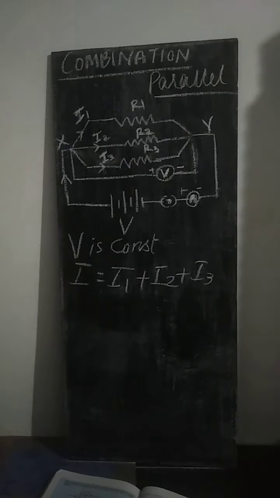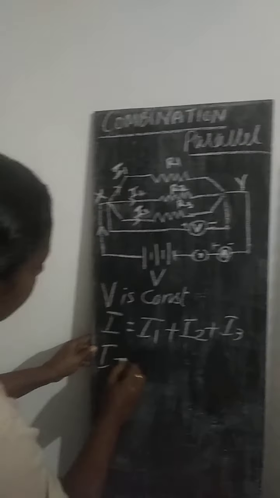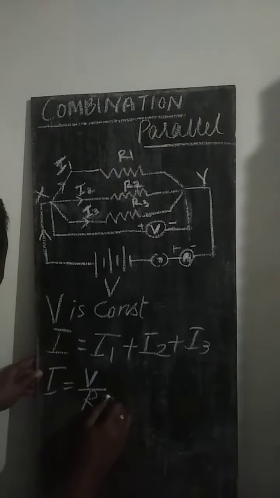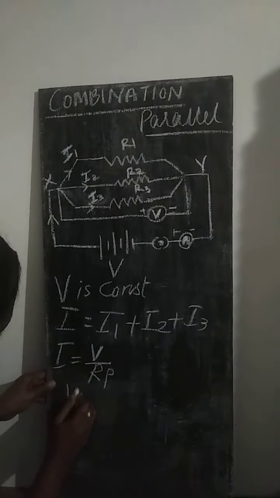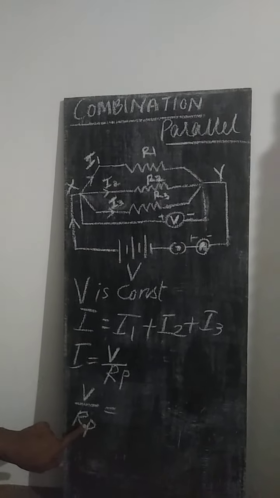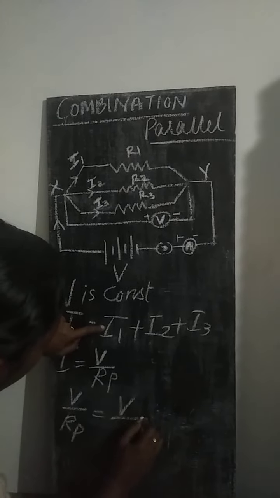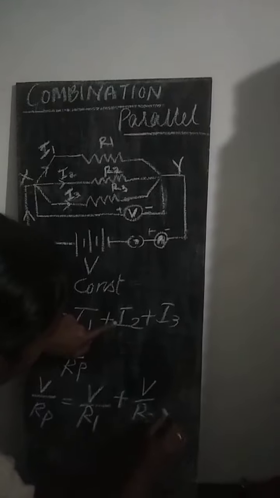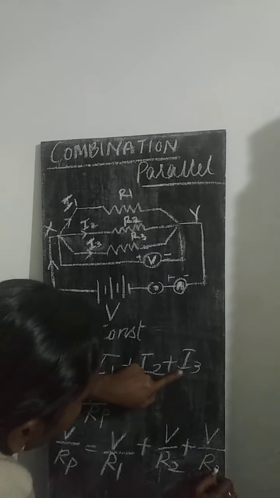Total current I is equal to total V, that is a constant, divided by total resistance, that is Rp. So V by Rp. Rp is the total resistance when the resistors are connected in parallel mode. So I is equal to V by Rp. Here I1 is equal to V by R1, I2 is equal to V by R2, and I3, according to Ohm's law, is equal to V by R3.